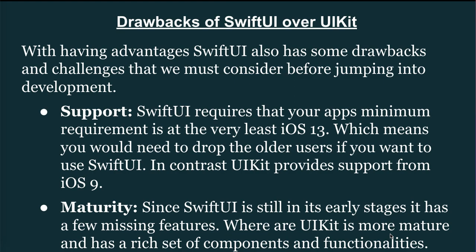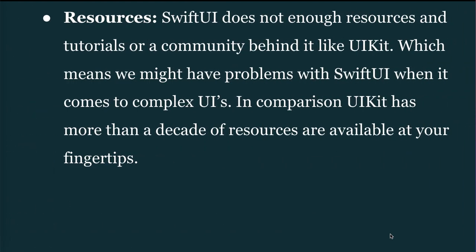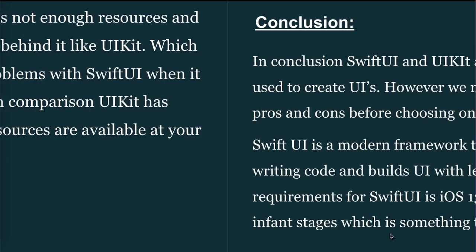Maturity. Since SwiftUI is still in its early stages, it has a few missing features, whereas UIKit is more mature and has a rich set of components and functionalities. Resources. SwiftUI does not have enough resources, tutorials, or a community behind it like UIKit, which means we might have problems with SwiftUI when it comes to complex UIs. In comparison, UIKit has more than a decade of resources available at your fingertips.